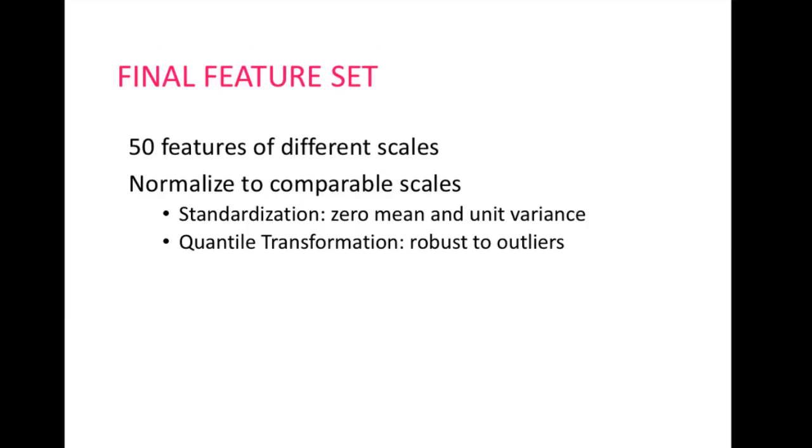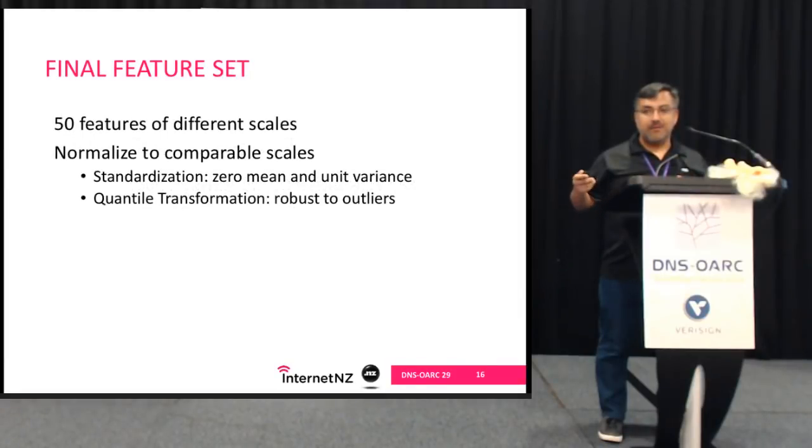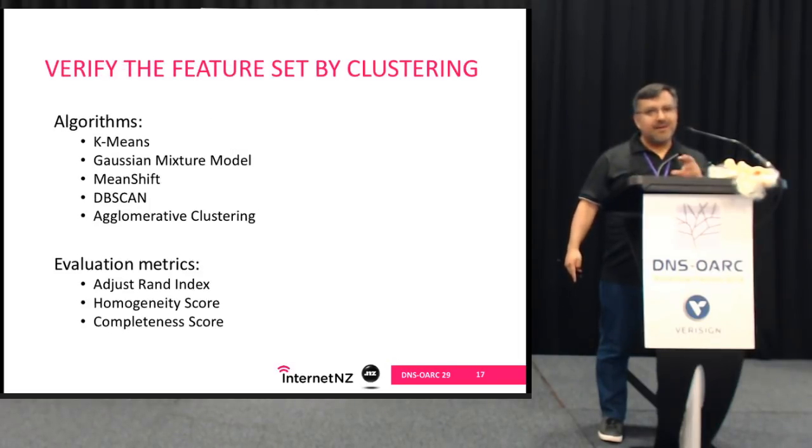So we ended up with 50 features in different scales that need to be normalized in order to make them useful for a machine learning model. We used two styles for that, standardization and quantile transformation, in order to avoid outliers. So you can get the sense of why this took like a year, because we were doing this for thousands of addresses and testing information after and after and after.